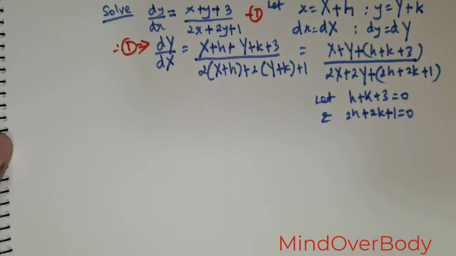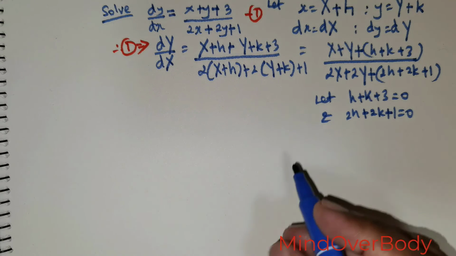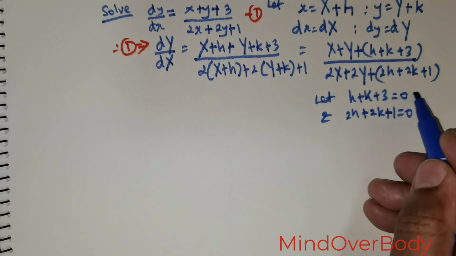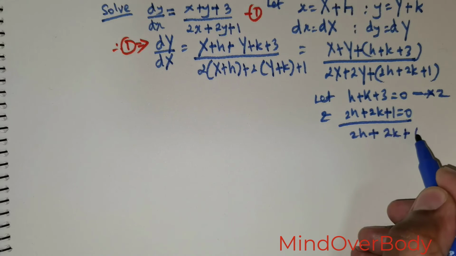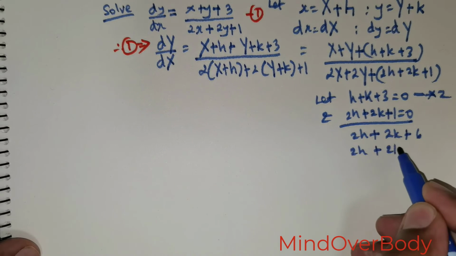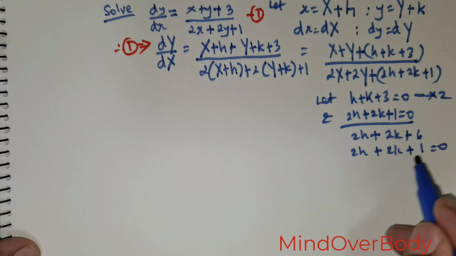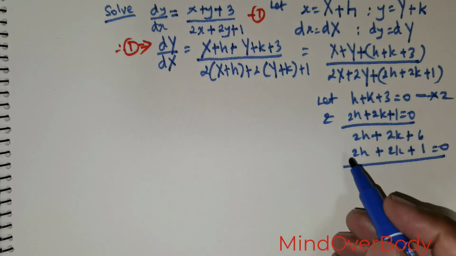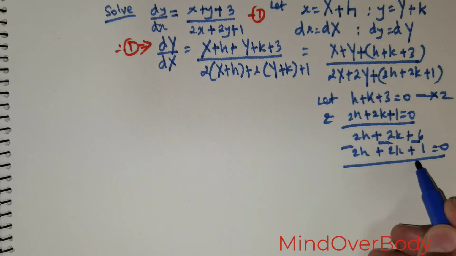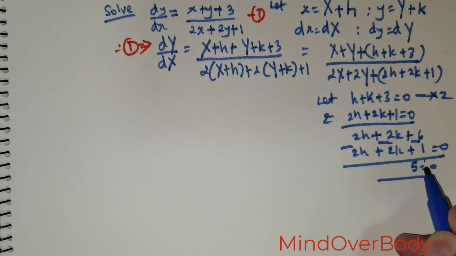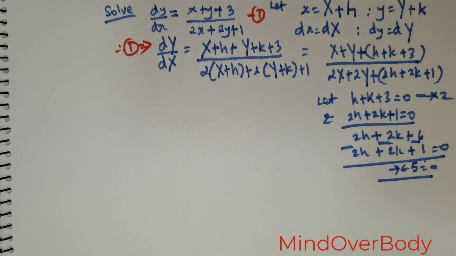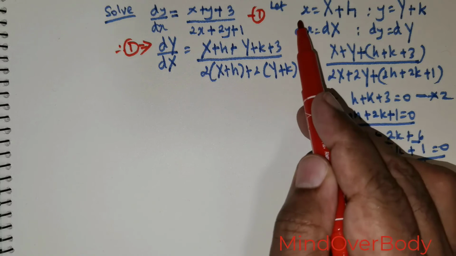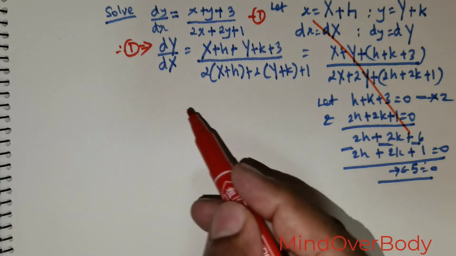Now you can solve it and find the value of h and k. Probably I will just do that. So I will multiply this by 2. So this is going to give me 2h + 2k + 6 = 0. This is 2h + 2k + 1 is equal to 0. Now if I were to subtract, 6 - 1, that's 5 is equal to 0. Which is basically a contradiction to our number theory concepts. So what is the understanding here? The understanding here is that we cannot adopt this technique to solve this question.